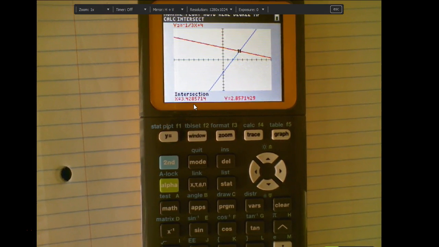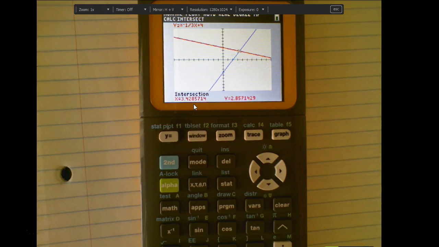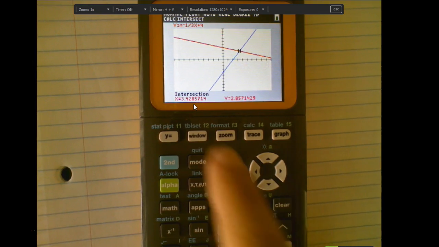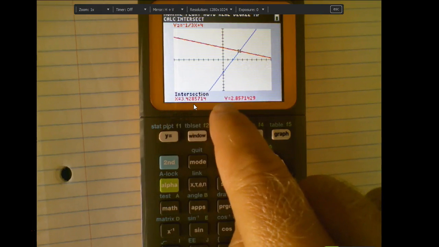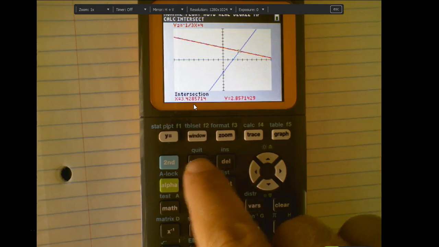Well, what if my directions on my test ask me for exact answers? I can't just write those down. Those numbers continue on and on forever. These are not exact answers. So how do I get an exact fraction answer out of this? Well, notice this is x and this is y. So watch what I do here. I'm going to go to quit. So I'm just going to quit back to my main screen.